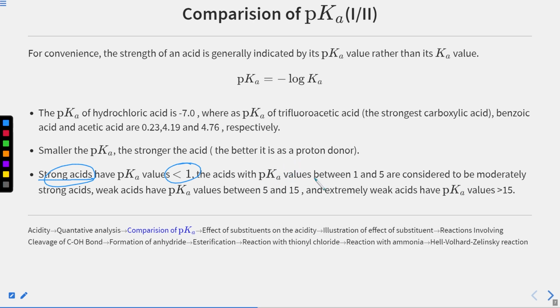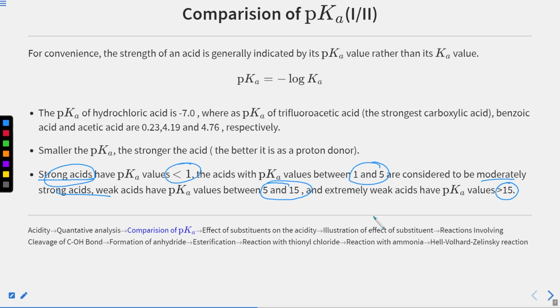Now the acids with pK between 1 and 5 are considered moderately strong acids, the weak acids are those having pK between 5 and 15, and the extremely weak acids are those having pK greater than 15. So as we increase the value of pK, the acidic strength decreases. So less than 1 is strong acid, 1 to 5 moderate acid, 5 to 15 weak acid, and greater than 15 is extremely weak acid. Okay, clear?